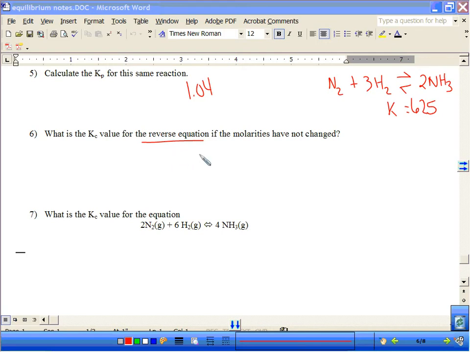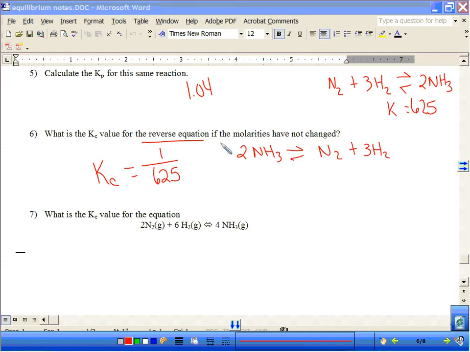Well, if we reverse this equation, you would end up with 2NH3, and that would then make N2 plus 3H2. So if we then did our products over our reactants, this would be on top, and this would be on bottom. So it would actually flip. Everything would flip. When you're looking for the reverse reaction, to find the new K, you simply take 1 divided by the original K, so 1 divided by 625.